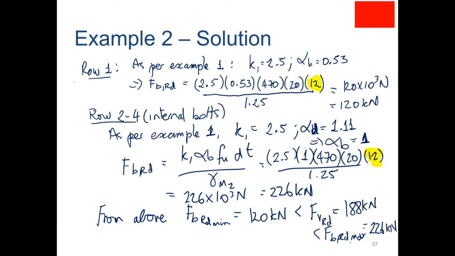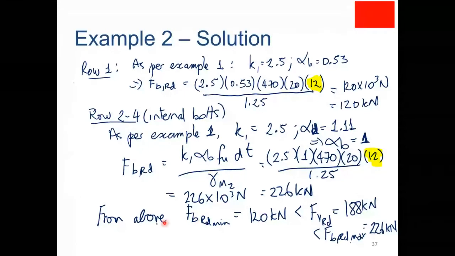Last time was simple. We worked out the overall capacity of the connection because the shear drove everything, as the shear was the smallest one. In this case, for the edge bolts the bearing is only 120. Because it's double shear, the shear is 188. And for the inner bolts, the bearing is 226. Therefore, bearing is going to determine the capacity for the edge bolts, and shear is going to determine the capacity for the other ones.